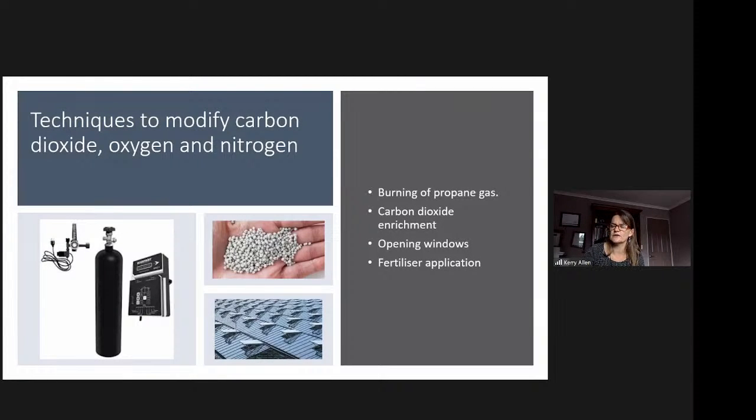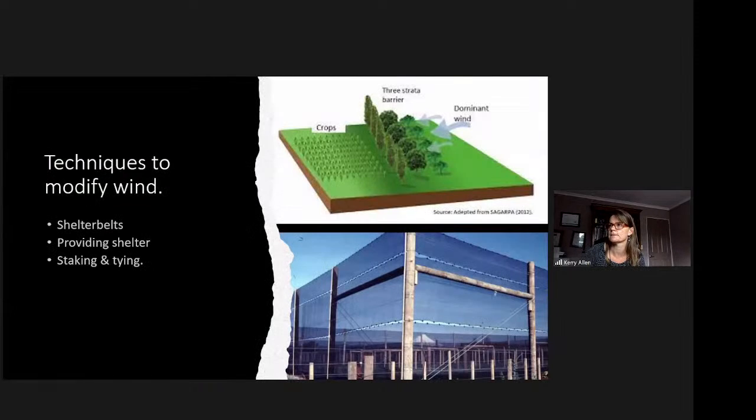If we want to modify the air, we usually either add carbon dioxide, oxygen, or nitrogen. So here you're going to add propane gas or burning of it, you can add carbon dioxide into the air. You could just open the windows or the doors of your glasshouses, and to add nitrogen is usually through fertilizer application or growing companion plants such as clover. Wind, here we use shelter belts or providing that shelter, or just by staking and tying. So making sure that we're protecting that crop from the wind.